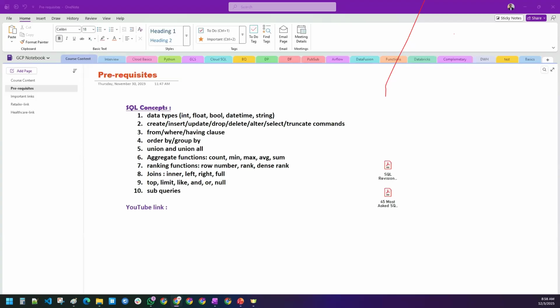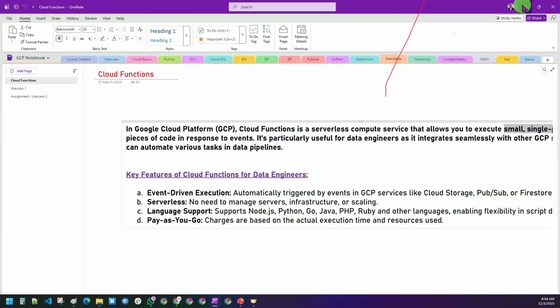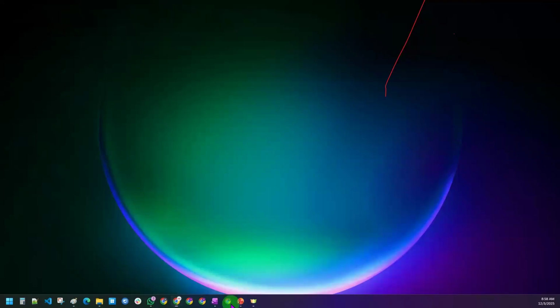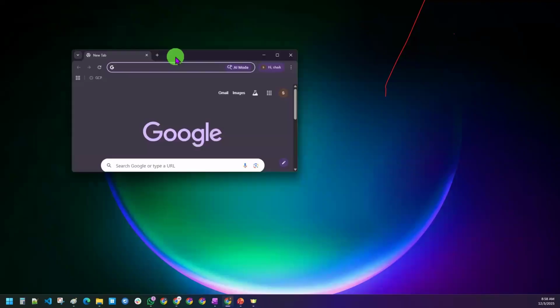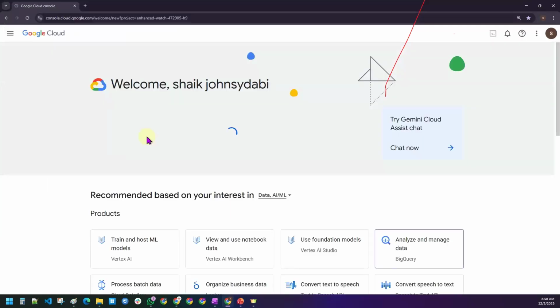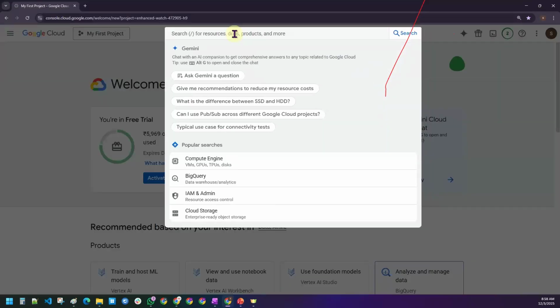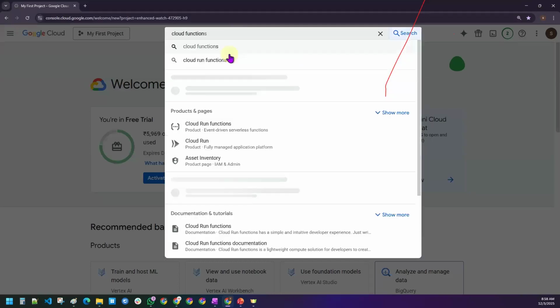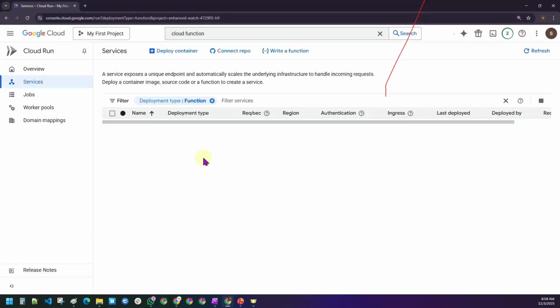And yes, please include Cloud Run. No, guys, Cloud Run is not that important. But I would like to tell you one thing. When I am covering cloud functions, I have to go to Cloud Run only, so you will understand what Cloud Run is there. Earlier cloud functions were separate, but now they actually merged it. When I say cloud functions, you will go to Cloud Run. We'll understand it here, and I'll tell you what Cloud Run is also.